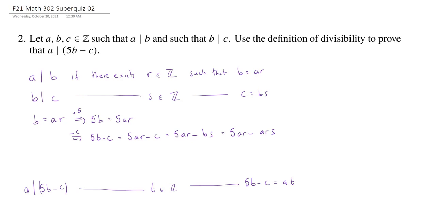And I want it as a times something. So let me factor an a out. What am I left over with? I have 5r minus rs. Now, r and s are both integers. Multiply them together, you get an integer. Multiply r by 5, you get an integer. Subtract them, you get an integer. So this is an integer. So I have written 5b minus c as a times an integer. Therefore, a divides 5b minus c. And we're done. Man, I love the definition.